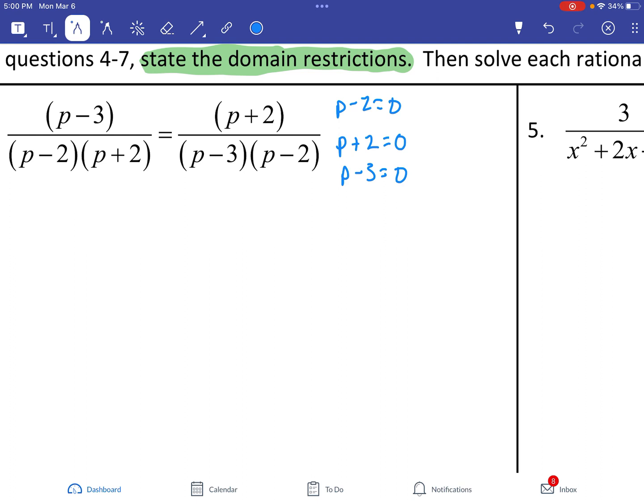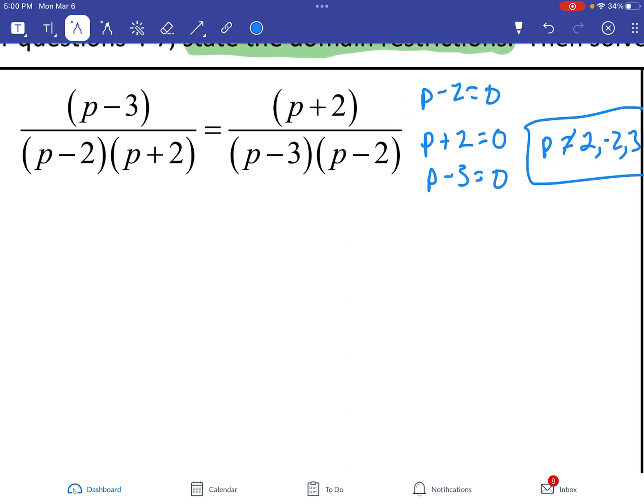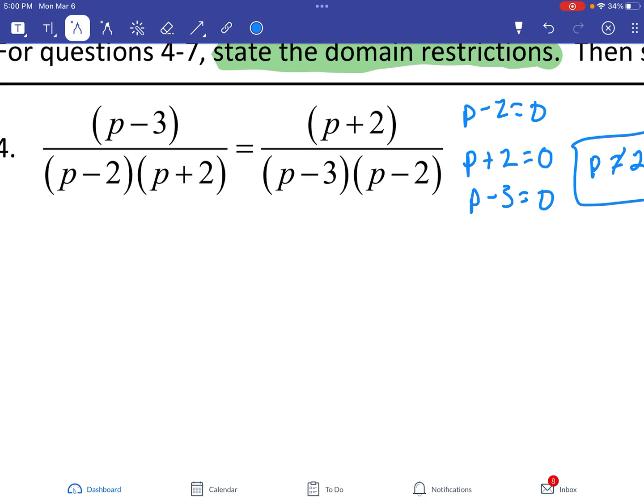we did. If we solve all of those, p will not be able to be equal to positive 2, negative 2, or positive 3. So these are our domain restrictions for this problem. If any of the answers we get out of this problem are either positive 2, negative 2, or positive 3, that answer won't work. Now we go to solving this. We've done the domain restrictions, now we got to solve.